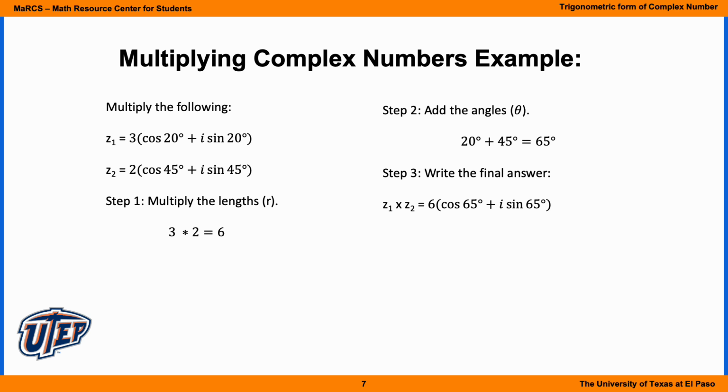Now we can multiply the lengths, so that's 3 times 2. So that means that the product of these two complex numbers is equal to 6 times cosine of 65 degrees plus i times sine of 65 degrees.